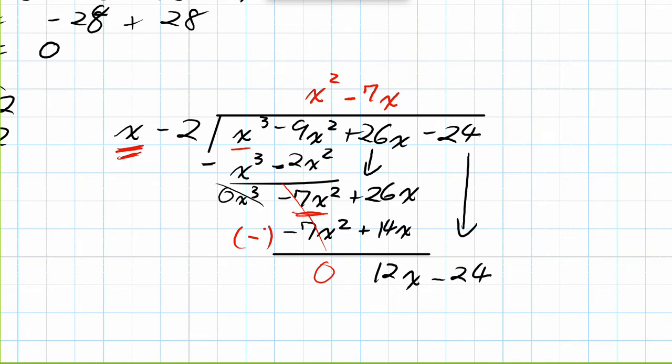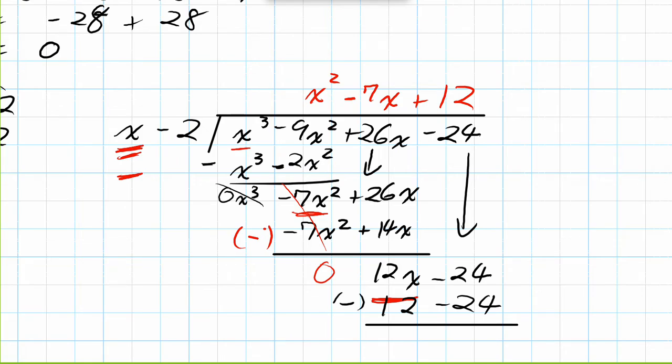In our very last step, how do I turn this x into 12x? Well, I multiply by 12. When I multiply by 12, I'll get 12x minus 24. When I go to subtract the two of them, 12x subtract 12x is nothing, and negative 24 subtract negative 24 is nothing. We get a remainder of 0, which is great. That means that was a proper factor.